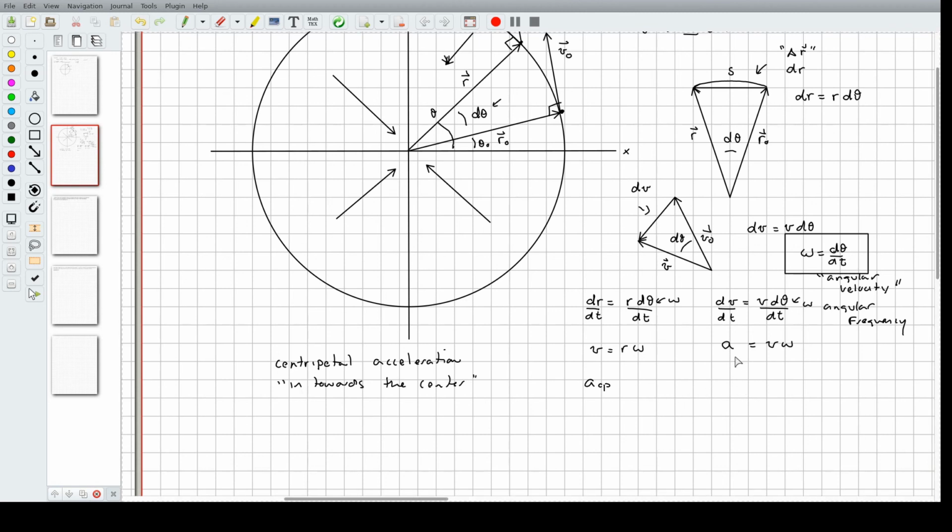Now, we're going to take these two equations, and let me name them first. This right here would be the equation for something called tangential velocity. This is also the equation for centripetal acceleration. Oops. Centripetal acceleration.